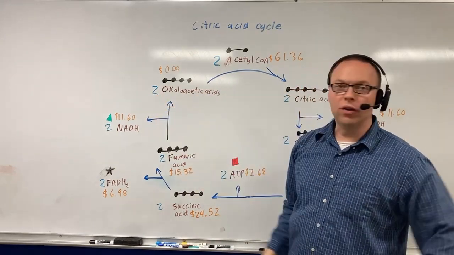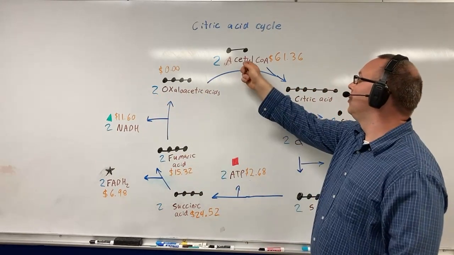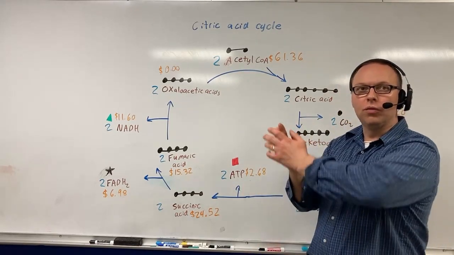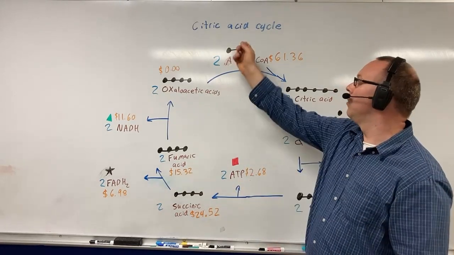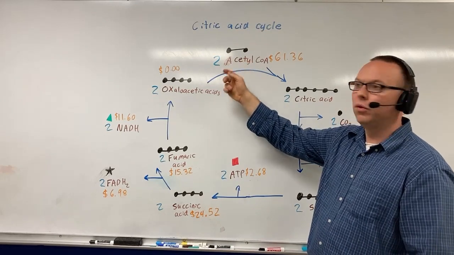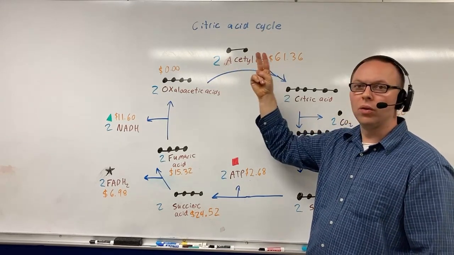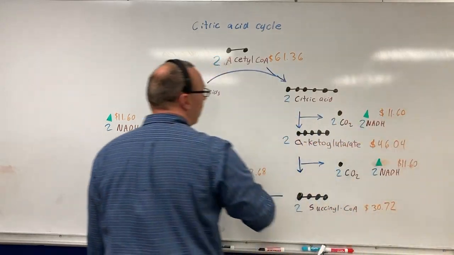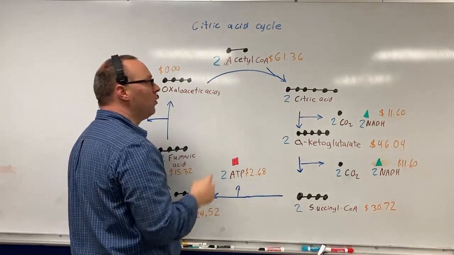The reason why I have two here is, once again, we're going to do this twice for every molecule of glucose. Why? Because that glucose broke down into pyruvate, and we've been processing each pyruvate. Each produced one acetyl CoA, so we got a total of 2 acetyl CoAs being produced for every 1 glucose. We're going to do this cycle twice for every 1 glucose molecule.